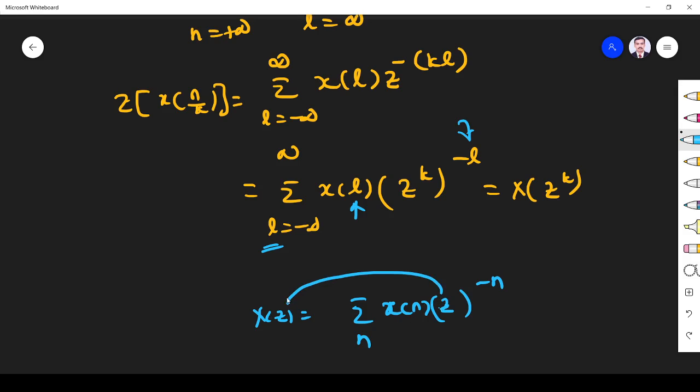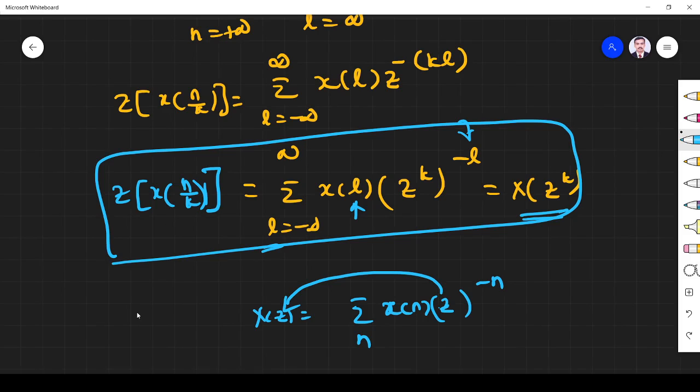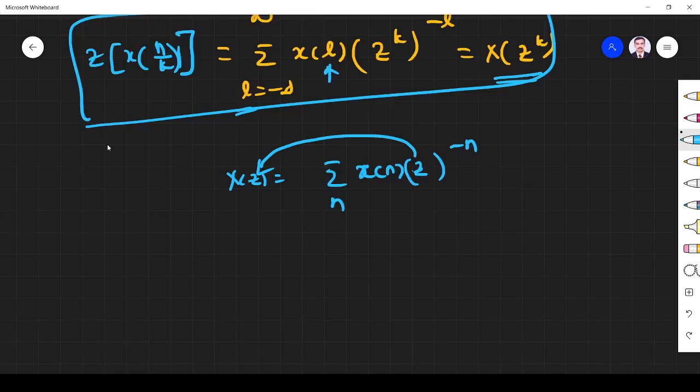So you see this is the formula. X of z, whatever is inside this bracket will come here. So inside the bracket is z power k. So I can write it as X of z power k. That's what we have to prove. So x of n by k has Z transform X of z power k. Right? So that is the Z transform of x of n by k. Hence proved. So that's one of the time expansion properties of the Z transform.